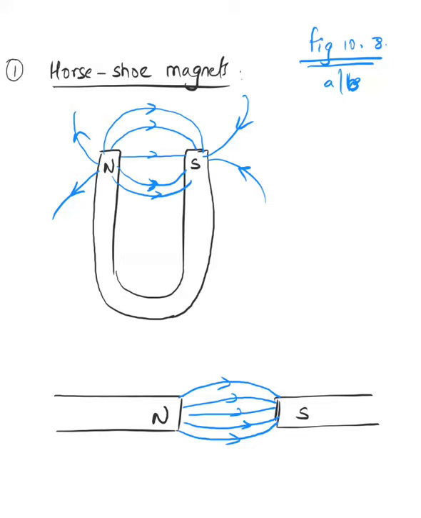Remember also one more thing. In your school, they might trick you. They might tell you that this is the South Pole and this is the North Pole here. Got it? In that case, all your arrows will get reversed, basically. So arrows have to always go from north to south pole.